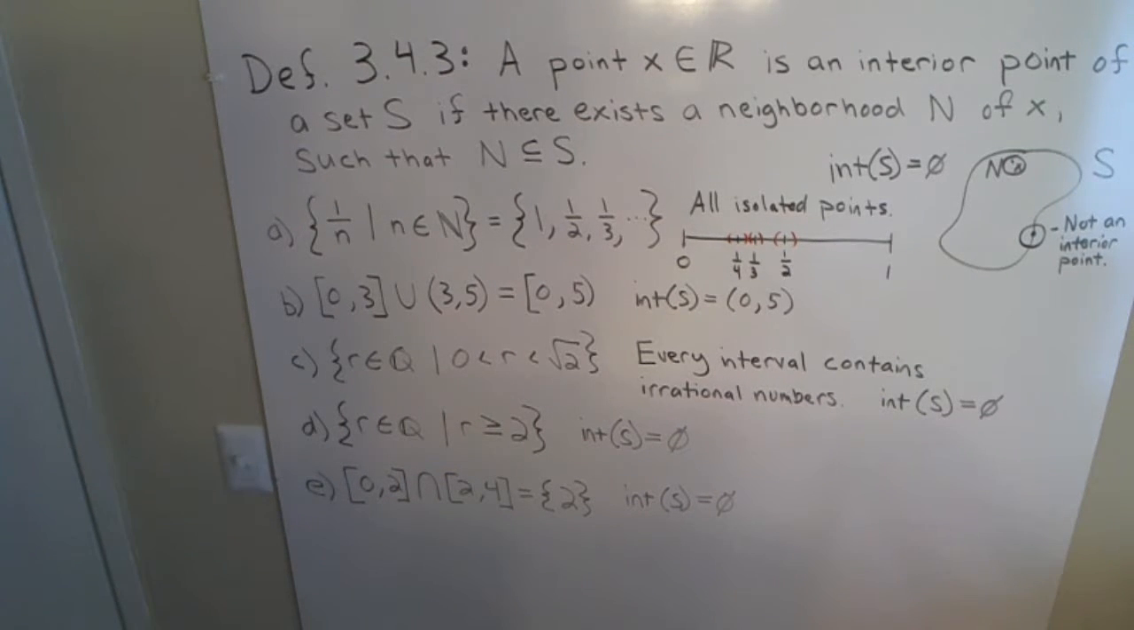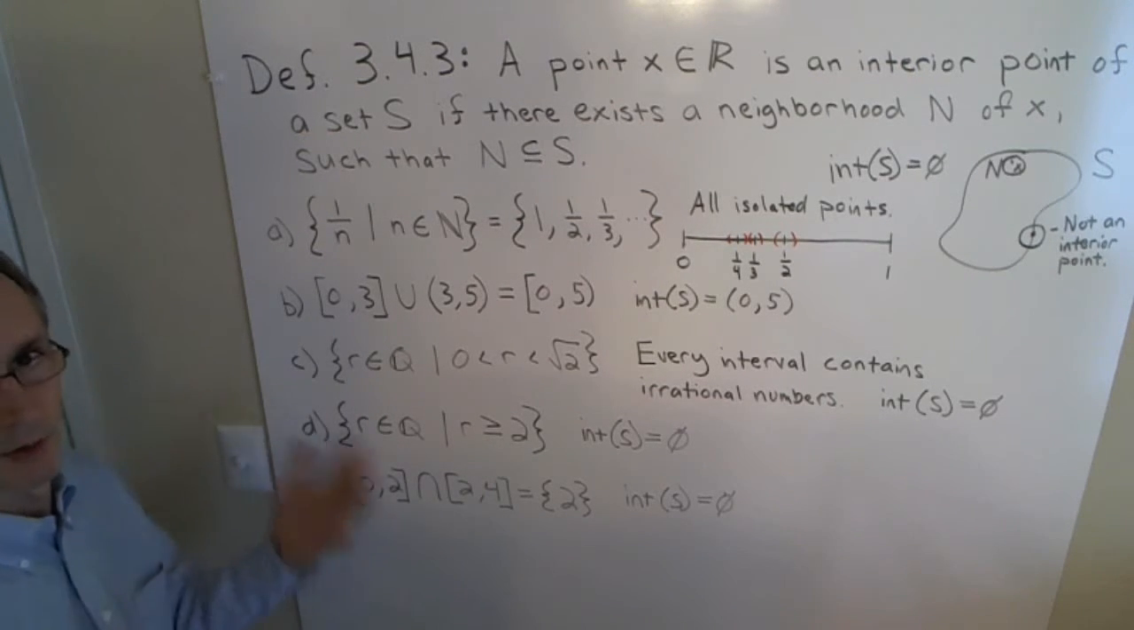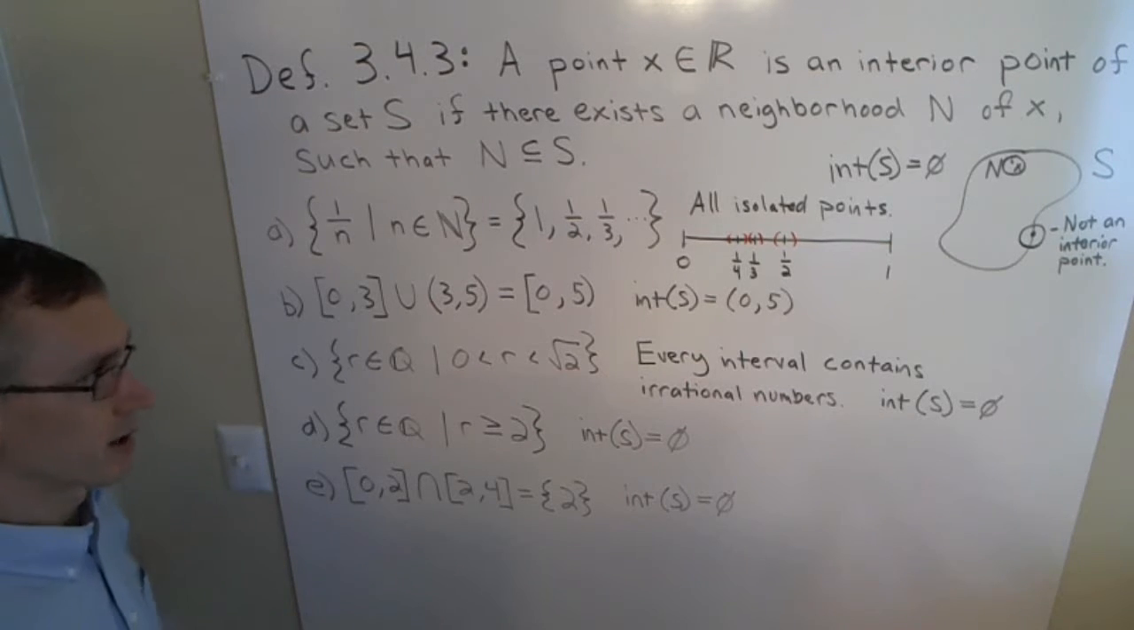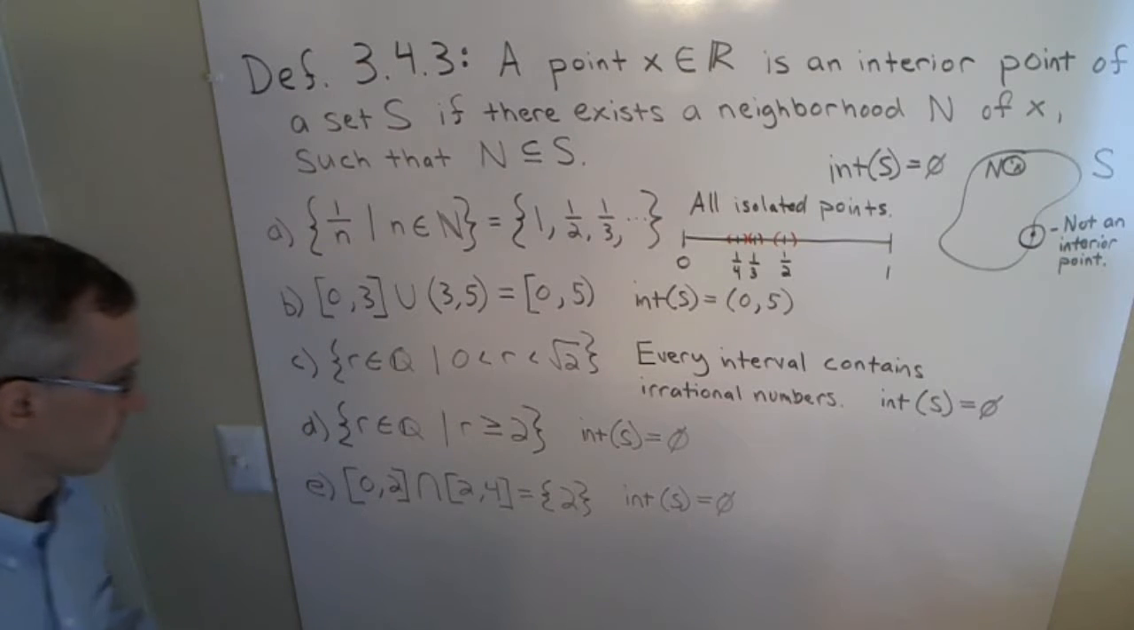For D, we have the exact same situation. Any interval for a rational number greater than or equal to 2 is going to contain some irrational numbers. So we have no interior points, and the interior of that set is the empty set.